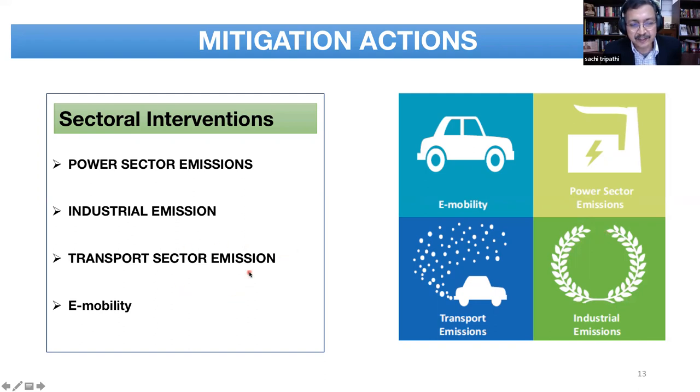Then comes the transport sector emission. A large action has been taken by transitioning from Bharat 4 to Bharat 6, as you know. That is to zero sulfur, extremely low sulfur fuel, which is Bharat 6. And that can enable fitting of diesel particulate filters in these cars, which can mitigate emissions of particulate matter that comes from the exhaust of these cars. So in that way, transport sector emissions are going to be mitigated.